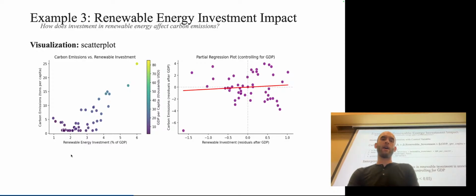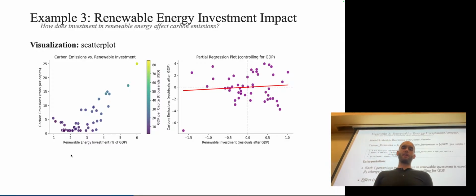Okay, and then we would talk about the statistical significance here. And then we could even interpret GDP per capita on carbon emissions with beta 2. And we'd all expect this to be positive.